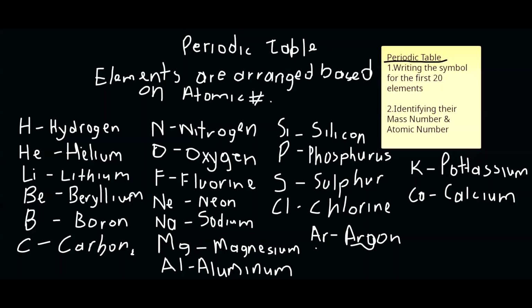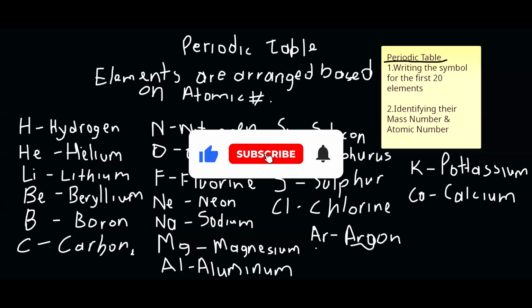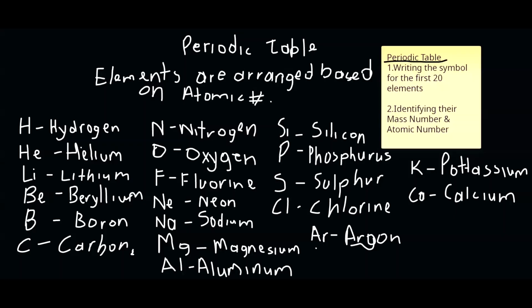So if we're doing a recap, remember hydrogen, symbol is H, helium, He, lithium, Li, beryllium, Be, boron B, carbon C, nitrogen N, oxygen O, fluorine F, neon Ne, sodium Na, magnesium Mg, aluminum Al, silicon Si, phosphorus, that's P, sulfur S, chlorine Cl, argon Ar, potassium K, and then calcium Ca.